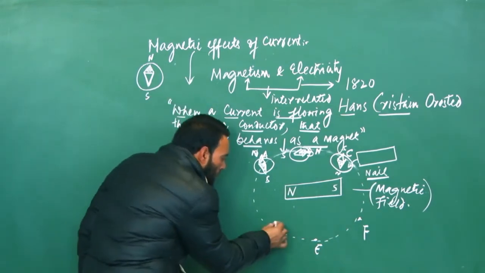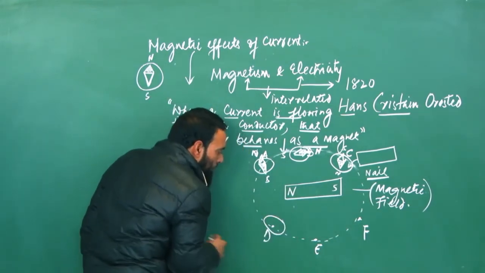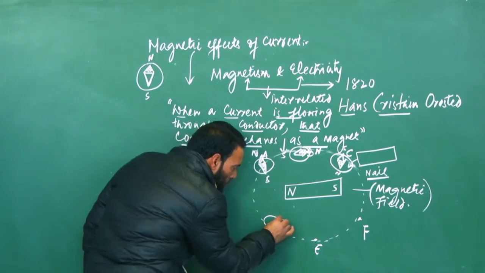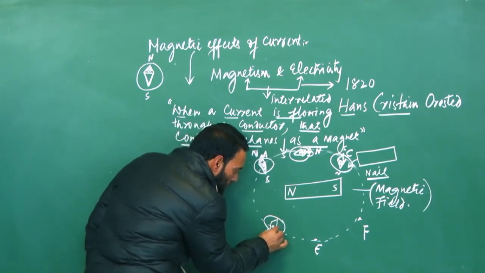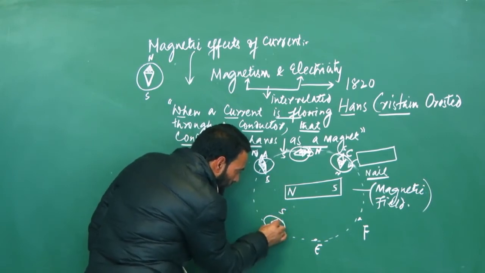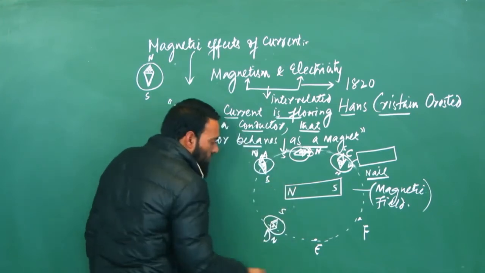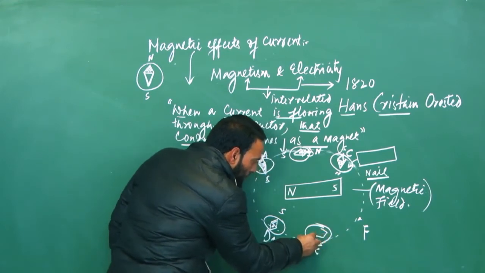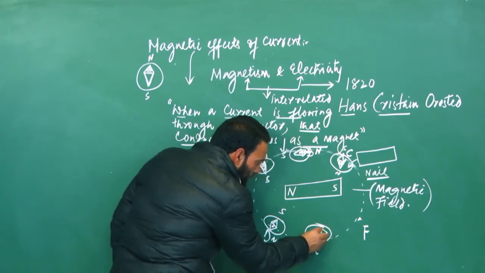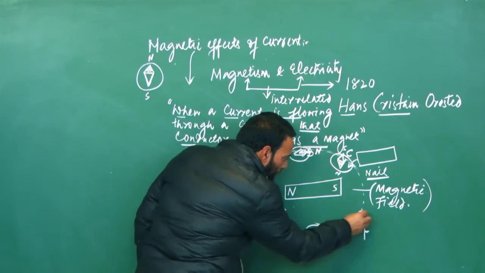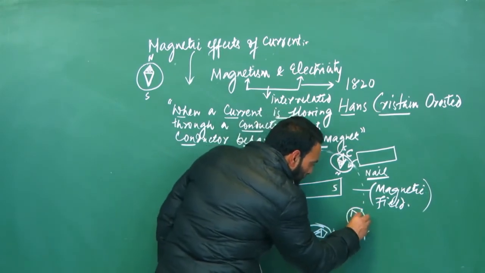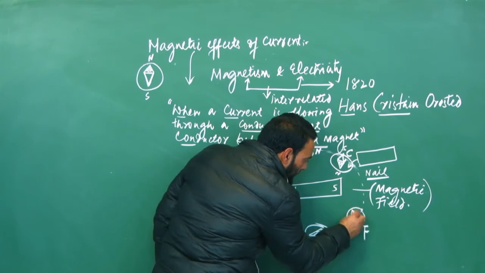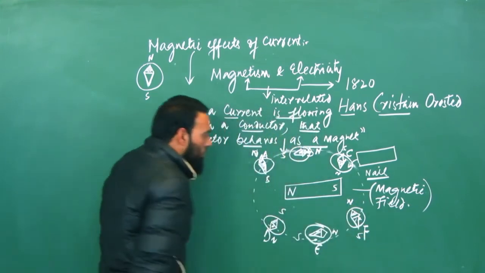Similarly, on the lower side, at point D, the south portion of the needle will be towards the north, and the north will be in the opposite direction. When we bring it to point E, we find the north moves towards the south. This is north and this is south. And at point F, we find the north is completely towards the south, and the south is in the opposite direction.